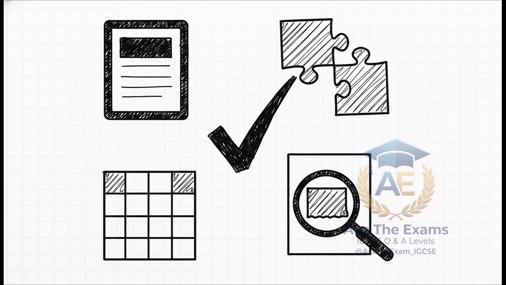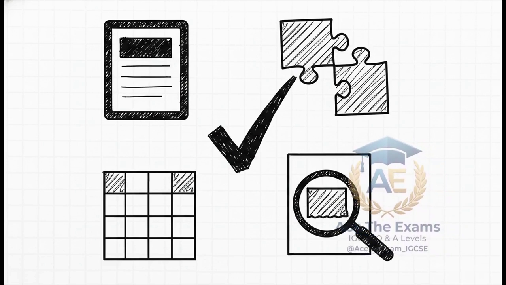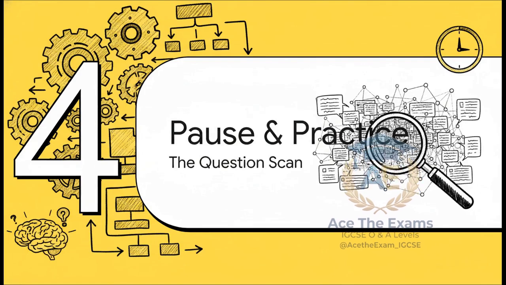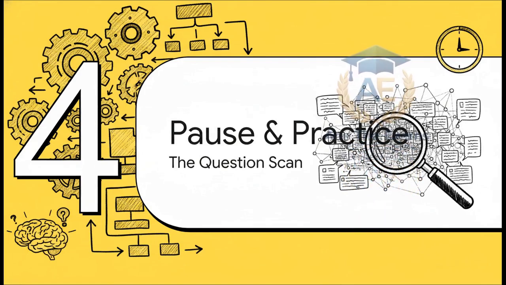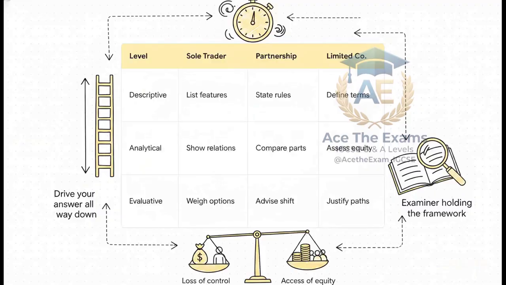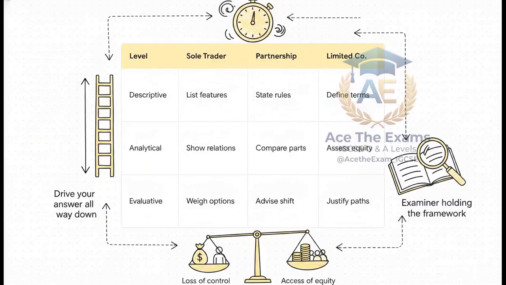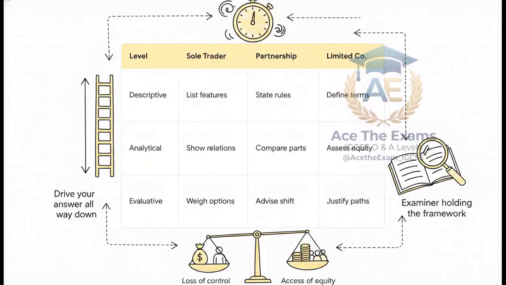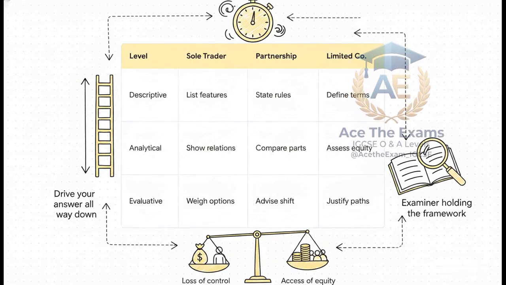I promise you, this simple little checklist saves countless dropped marks. Welcome to Act 4, Interactive Pause and Practice. Let's put this into action. I want you to actively engage with this right now. Imagine a 60-second visual countdown timer running in your head.